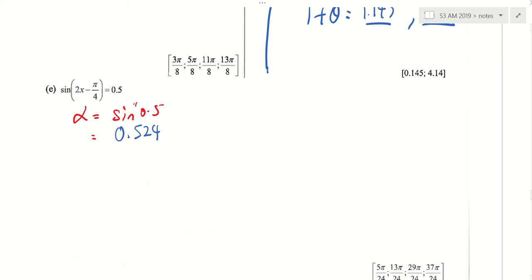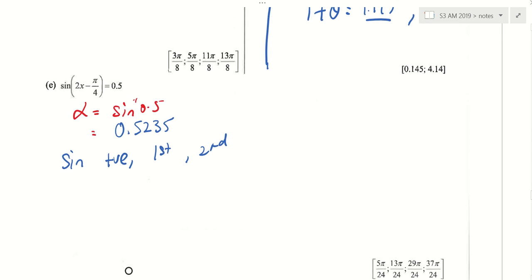Kunj, tell me the second one. Sign in this case is positive or negative? Positive. Which quadrant is it? First and second. Now, Kunj, can you tell me what do I write next? 2x minus pi over 4 equals to, okay, comma. No, you tell me what to write first. Very good. Pi minus 0.5235, comma.